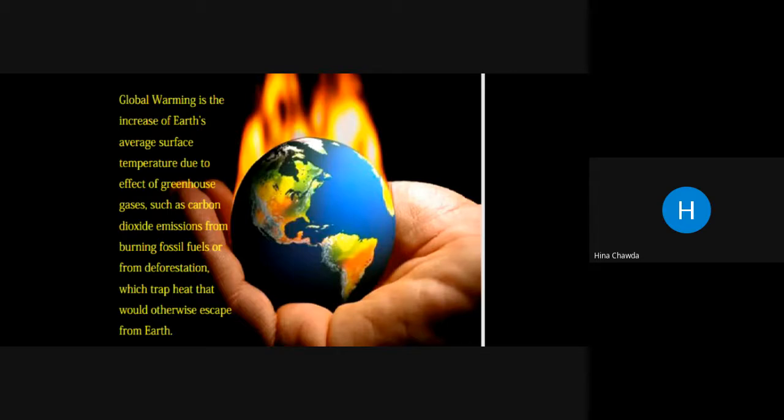There is a layer around the Earth, like we have the ozone layer. Similarly, a gaseous layer is forming around the Earth, which is trapping the heat that is coming to the Earth's surface and reflected by it, so that it does not go back to the atmosphere and remains in the Earth's atmosphere itself. That is why the Earth's average temperature is increasing day by day. That effect is called global warming.